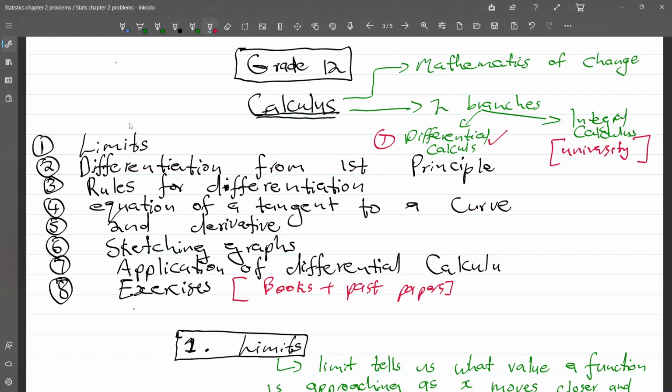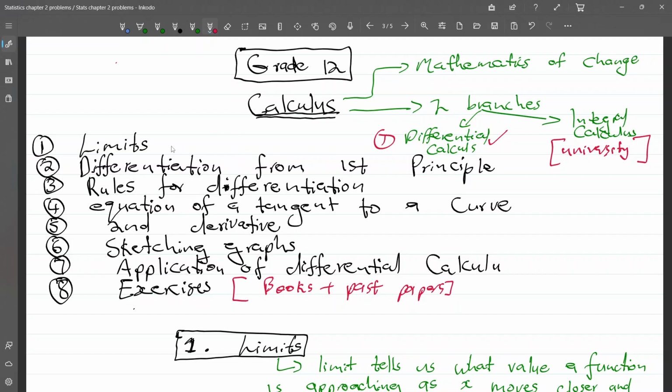We will be looking at 8 sections, and we need to understand each section because of the next section. For example, for section number 2, you need to understand section number 1. So let's start. We'll be looking at the limits. Before you differentiate anything, you need to understand the limits.